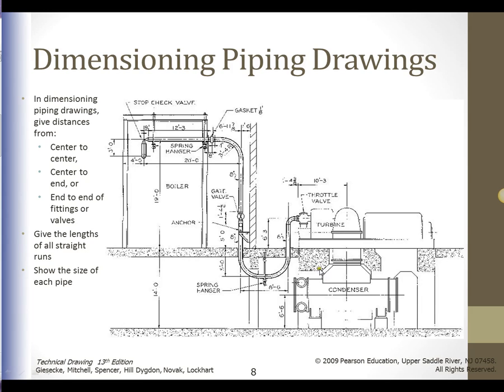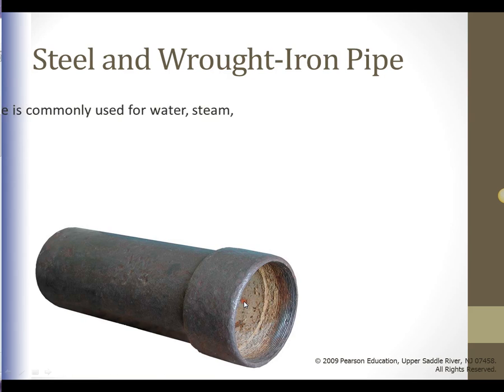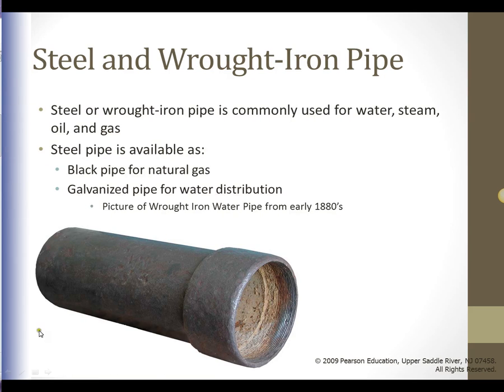Now, they also give the lengths of the runs when they're straight, and they also show the pipe size of each object. When you're talking about steel and wrought iron pipes, you're talking about pipes that are used for steam, water, oil, and gas products. Pressure and temperature control the pipe weight and thickness of the pipe. ANSI has developed 10 different schedules for these types of pipes. In your book, you can see Appendix 37 for the various pipe sizes.